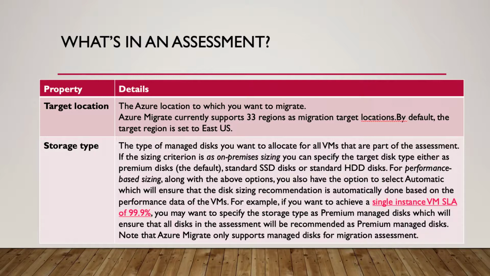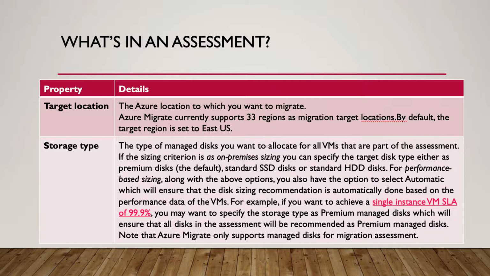If the sizing criterion is on-premises sizing, you can specify the target disk type either as premium disks, which is the default, standard SSD disks, or standard HDD disks. For performance-based sizing, along with the above options, you also have the option to select automatic, which will ensure that the disk sizing recommendation is automatically done based on the performance data of your VMs, which basically is one of the options that most of the IT admins use when they don't want to take care of the calculations themselves.